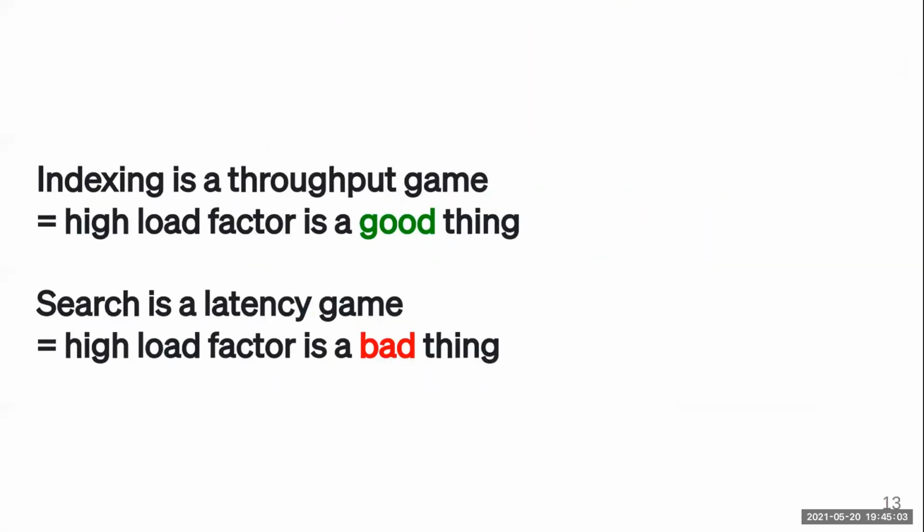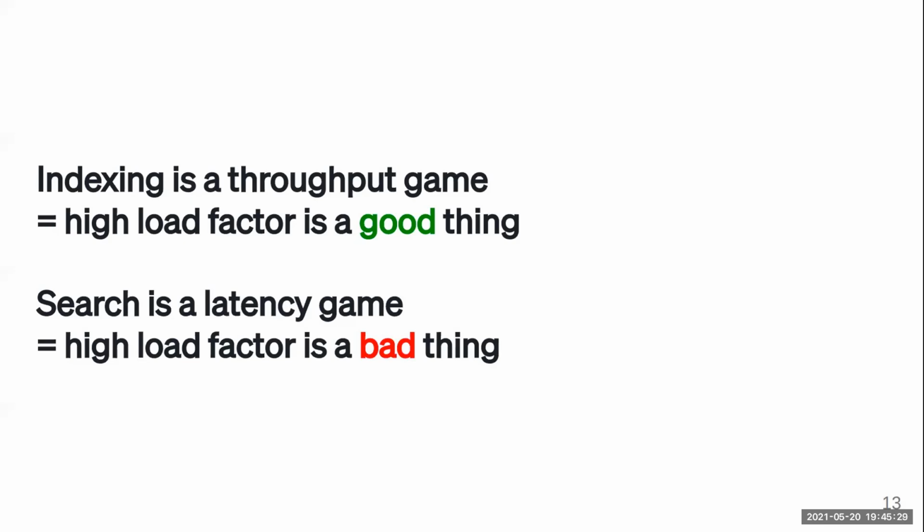So I'm going to skip a little bit there and go to the conclusion. When you run indexing, you are trying to maximize your throughput. You want to get the maximum documents per second indexed for your hardware. And a good indexing machine is one with a high load factor. So you want your CPU to be at 100% all of the time, basically.